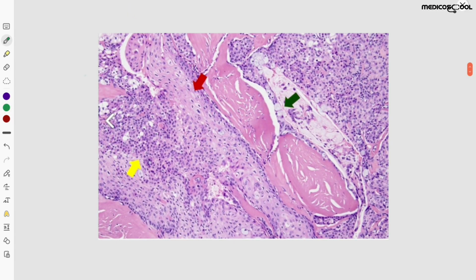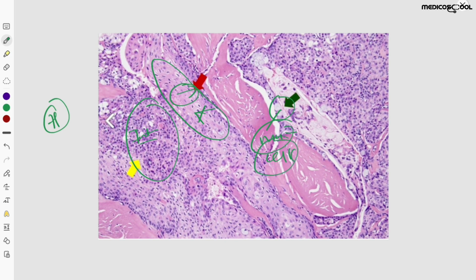So here you can see the histological picture of the mucoepidermoid carcinoma. Here you can see these are the intermediate cells. Here these are the squamous cells, and these are the squamous cells, and here you can see the mucous cells. So it is the histological picture of the mucoepidermoid carcinoma having intermediate cells, squamous cells, and mucous cells.